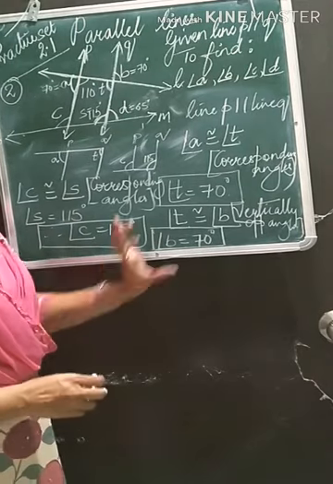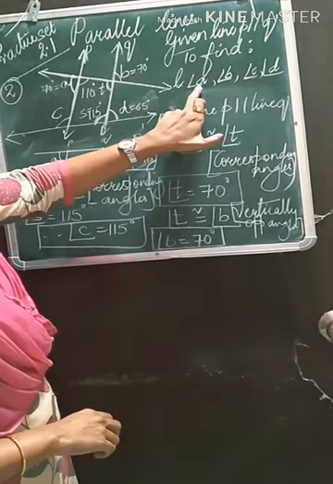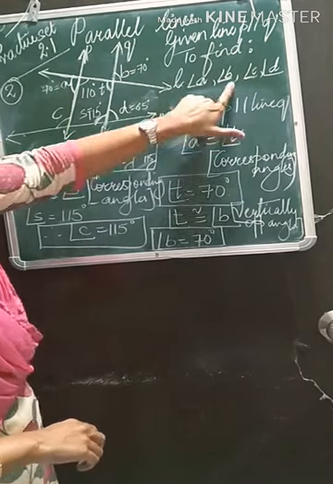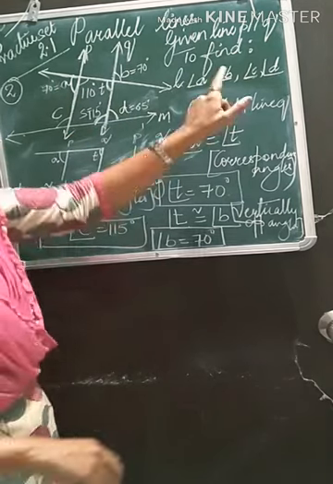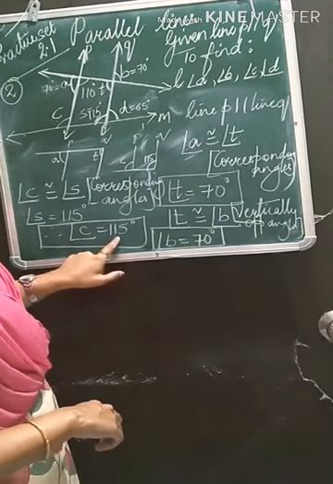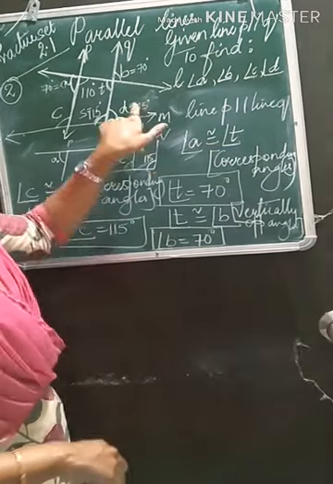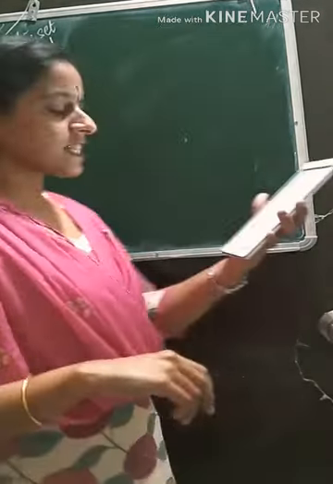Okay. Finally, write down all the measures. Angle A we got 70 degree. Angle B also we got 70 degree. Angle C we got 115 degree. And angle D we got 65 degree. Let's take the third sum.